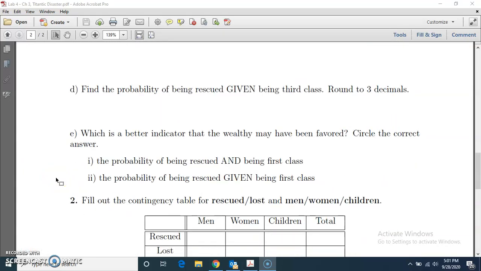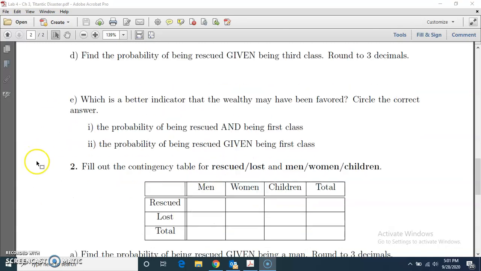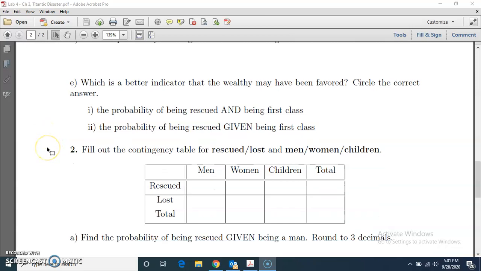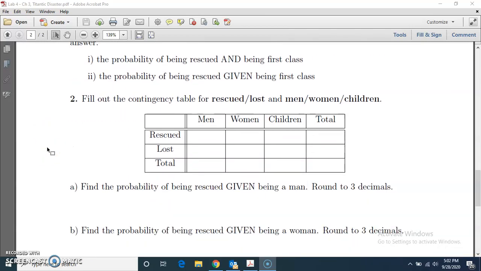Parts D and E, okay, well, D is kind of the same thing, right? You've got the given. Part E, answer as best as you can here. There is one correct answer, so think about that one.